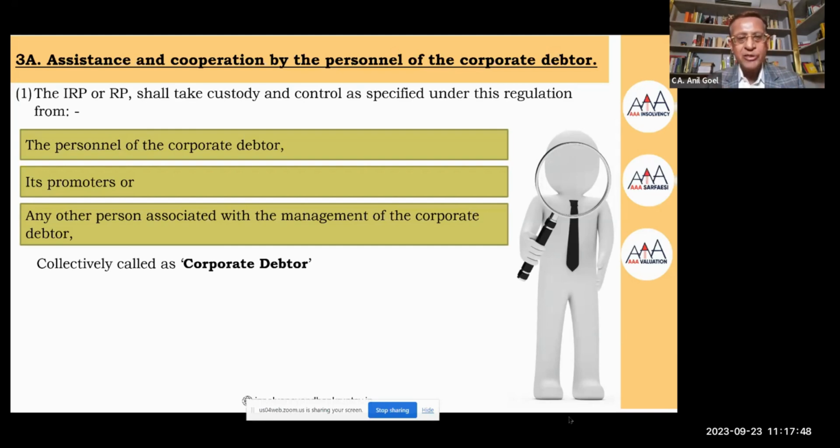So in our conversation, whenever we talk about corporate debtor, that the information is being sought, custody is being taken, control is being asked from the corporate debtor, that means we have to ask it from the key managerial personnel, including directors, managing directors, CEOs, CFOs of the corporate debtor, promoters, and any other person. So corporate debtor means all these parties taken together. The information, control, custody can be given by any of them.